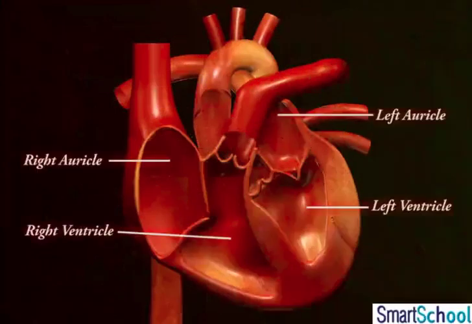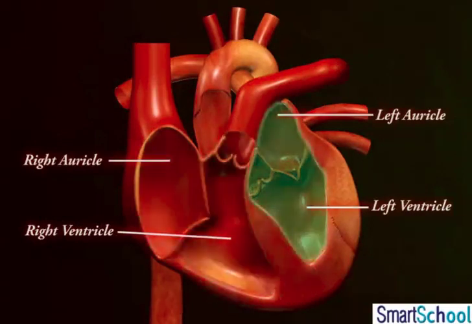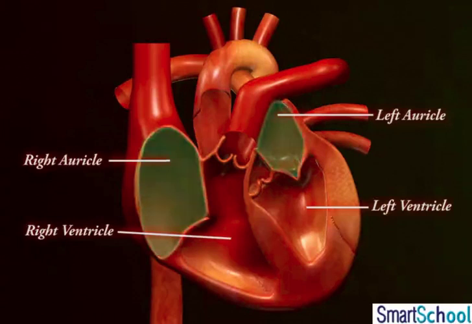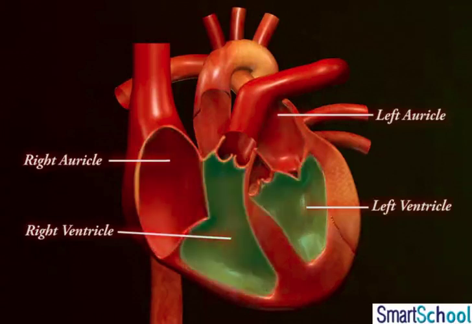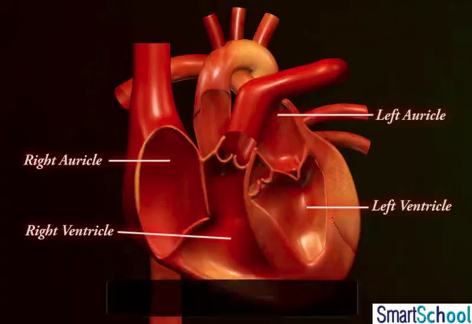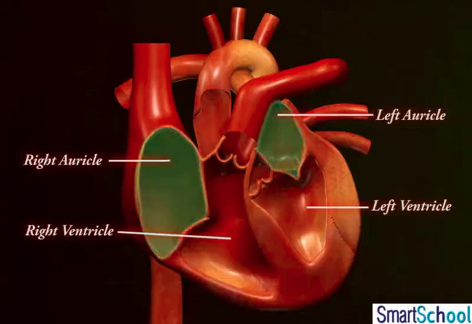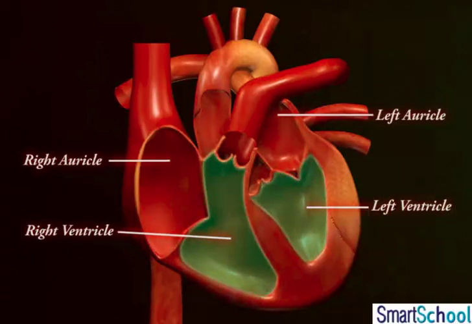The heart is a double pump which is divided by a septum into two halves, the right half and the left half. Each of these halves consists of two communicating chambers, the upper smaller auricle or atrium and the lower larger ventricle. So in all, the heart has four chambers, namely the two upper auricles called the left and the right auricles and the two lower ventricles called the left and the right ventricles.